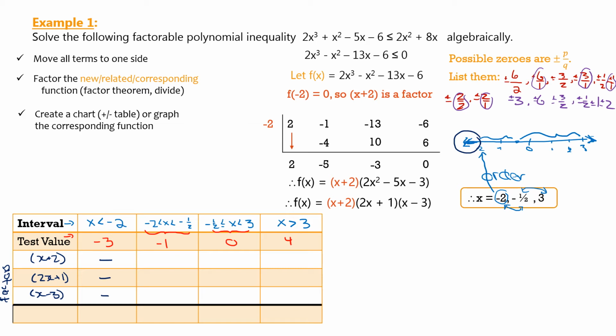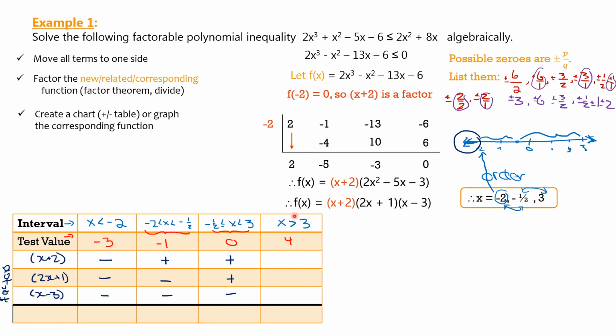Let's look at the -1. We sub a -1 into our first factor, which is x plus 2, and we get a positive. We sub a -1 into our second factor, it will be a negative, and as will our last one be a negative. 0 is easy to sub in. 0 into x plus 2, that will be a positive. Into 2x plus 1, sub in a 0 there, we're going to get a positive. And sub in a 0 there, we get a negative.